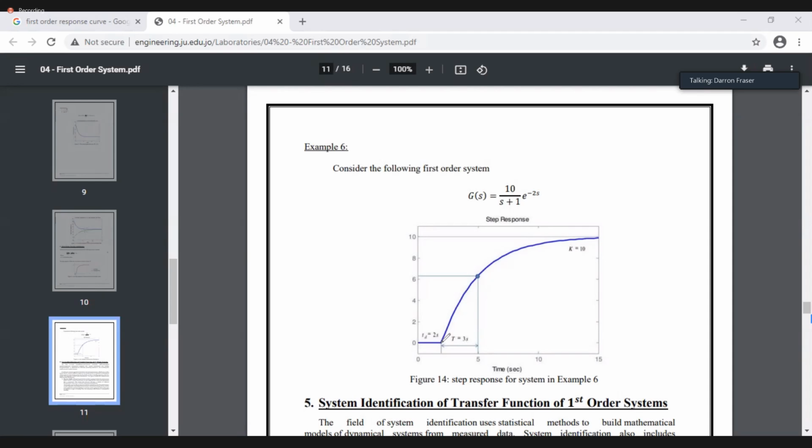So if you look at the graph, for example, in this graph here, this section here, the lag time, we could easily read it off. L would be equal to 2. And then now, from 0, remember we said it was 63%? So this is 2, and this is the time it takes to reach 63%, which is from 2 to 5. So therefore, that would be 3 seconds there.